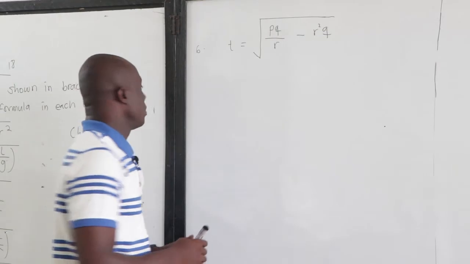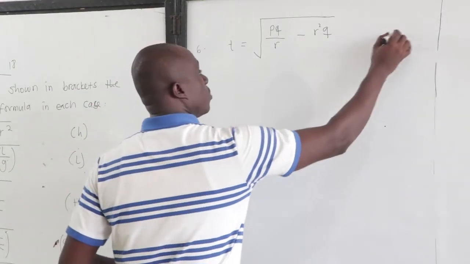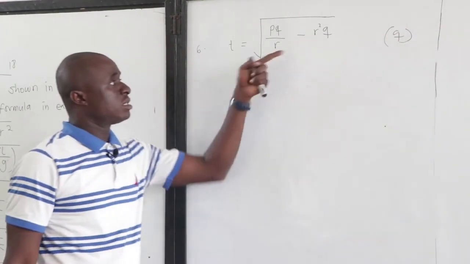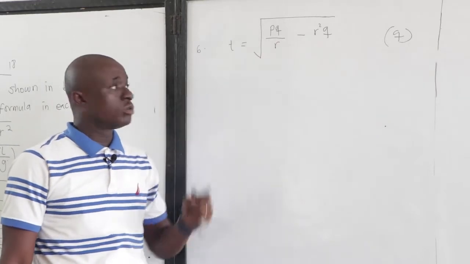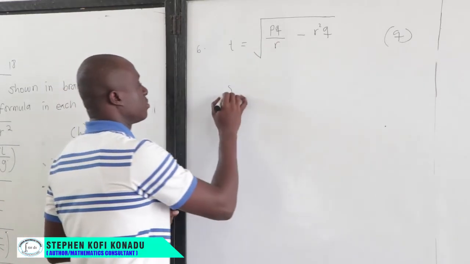Question number 6. We are being told to make q the subject. Now this q is in the radical. What do we do? We have to square both sides.